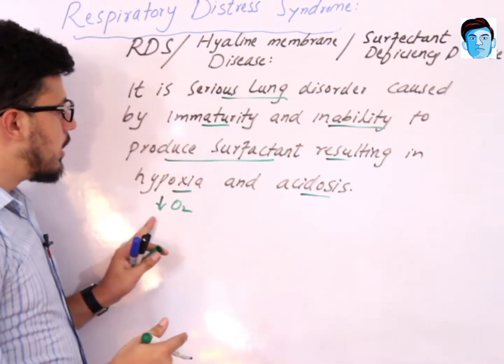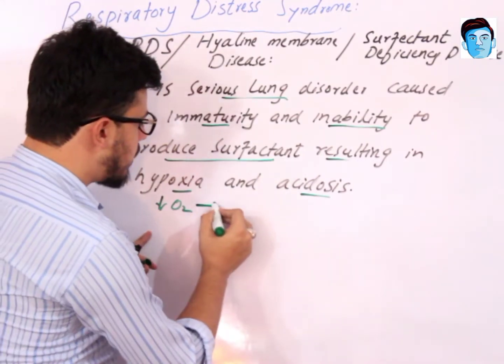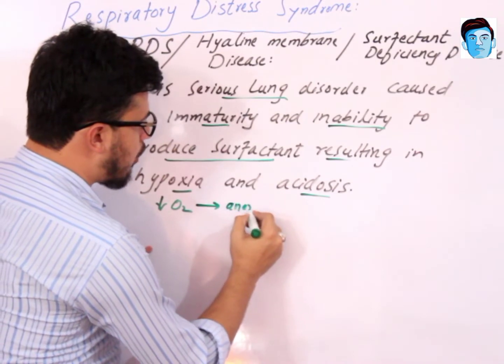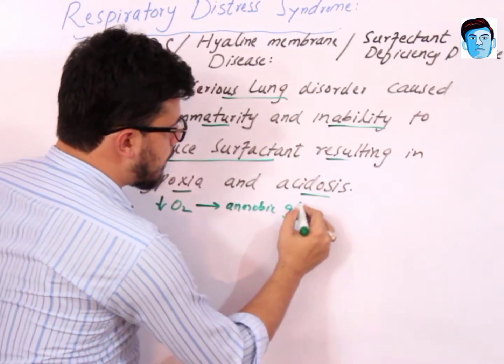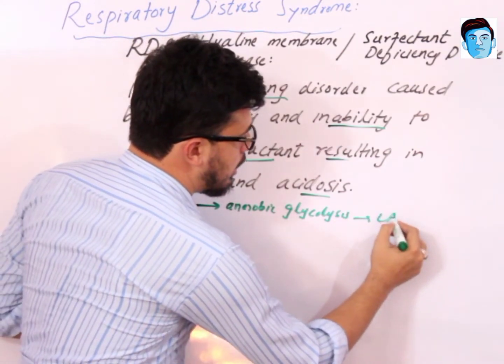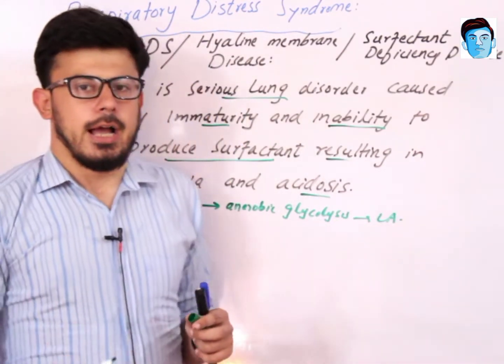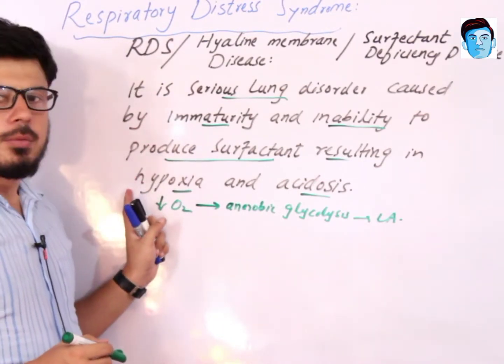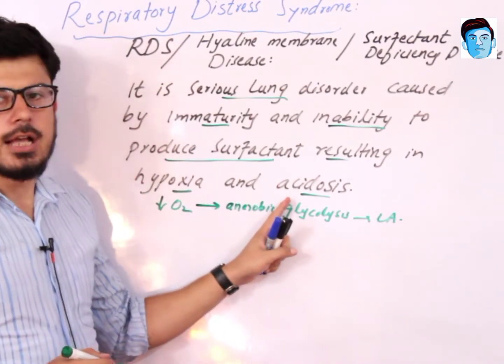As there is a decreased level of oxygen, it would lead to anaerobic glycolysis, which ultimately leads to the production of lactic acid. So that's the acidosis. Ultimately there will be hypoxia and respiratory acidosis.